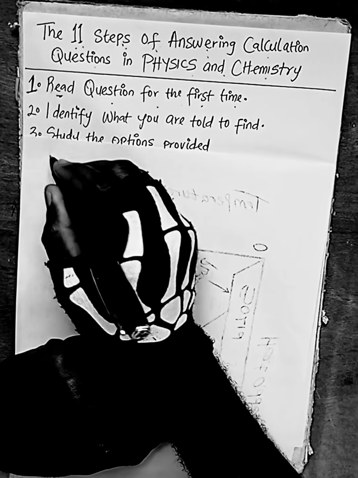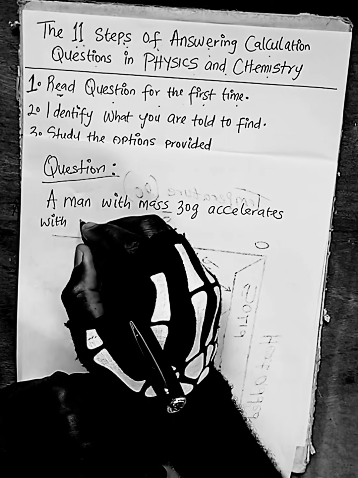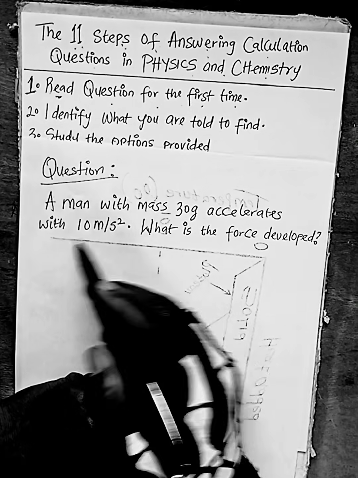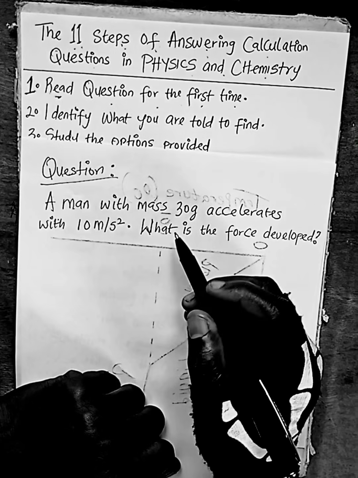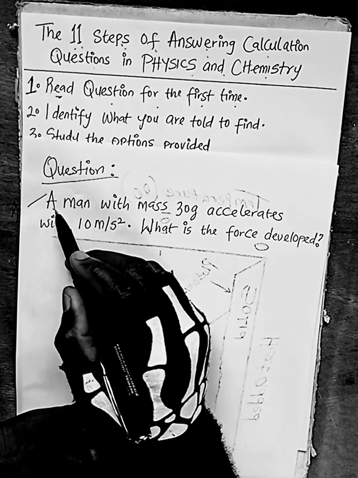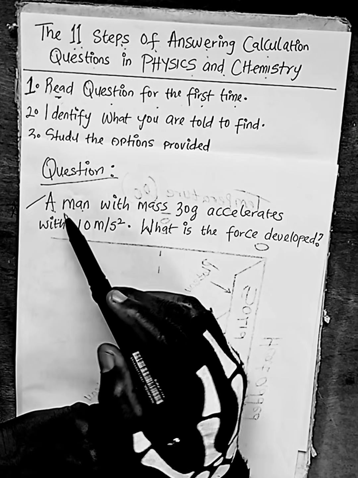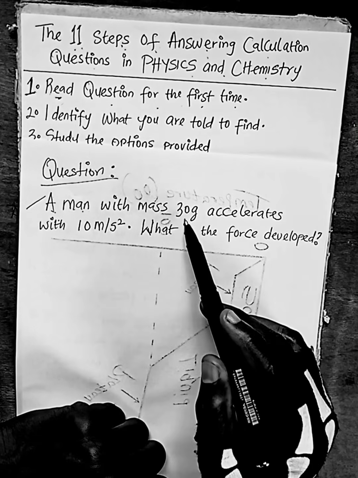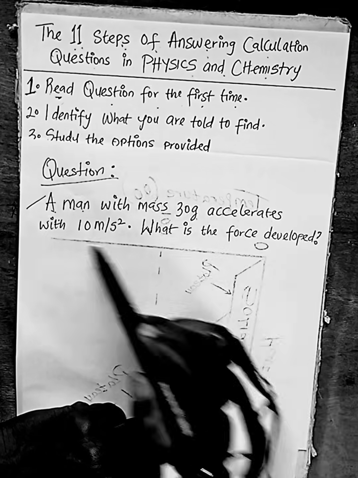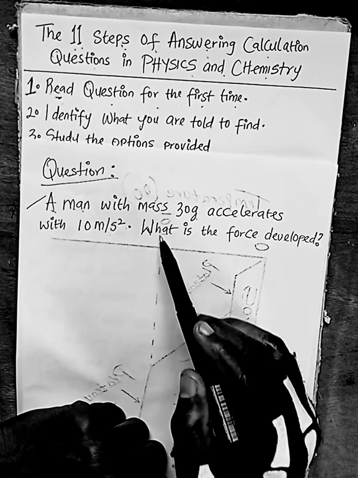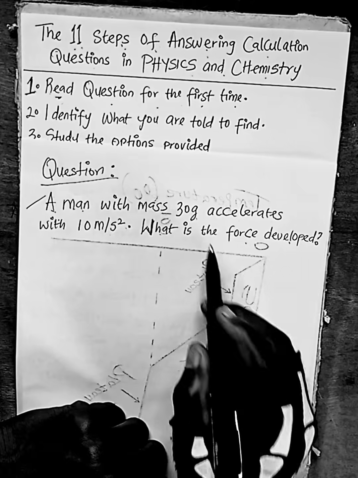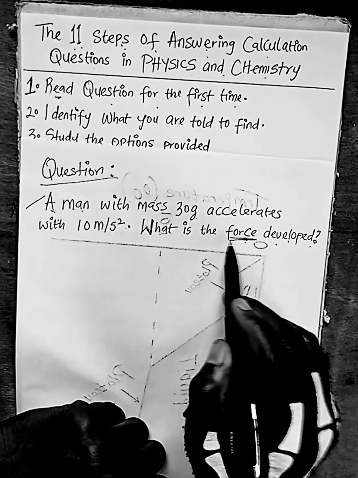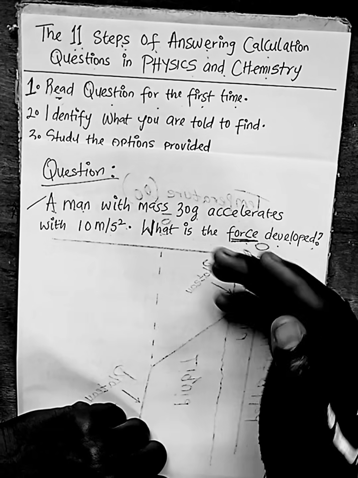Let's say, for example, the question. Look at the question we have here. We are illustrating number 1, the first step of answering calculation questions. The question reads: a man with mass 30 grams accelerates with 10 meters per second square. What is the force developed? We read it very fast. So we are looking out for what they told us to find, which is the force developed. That's what they said we should find.